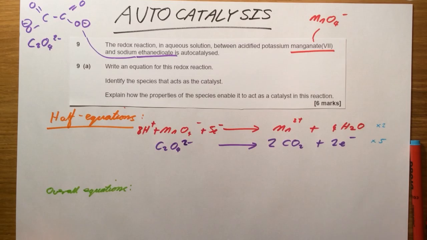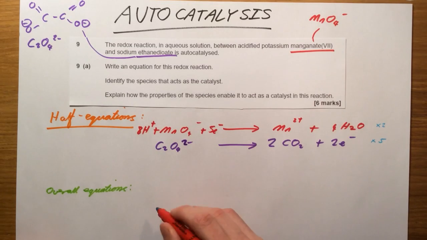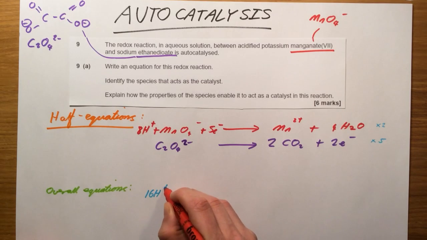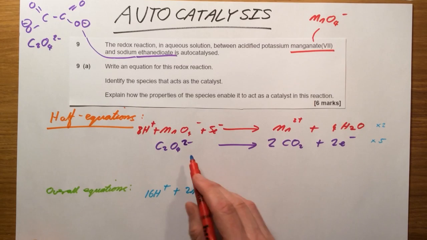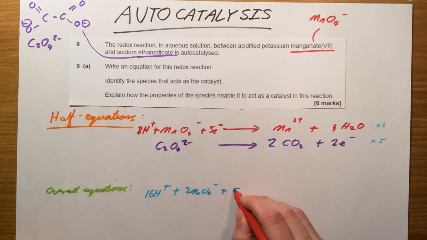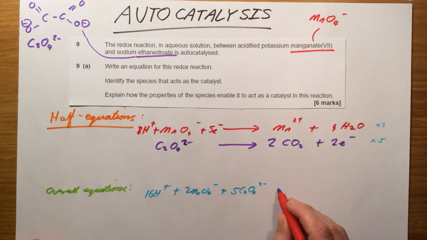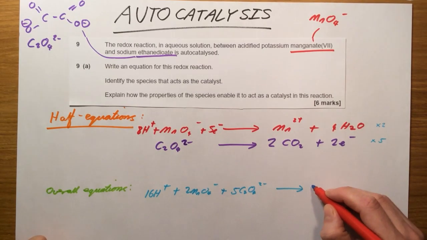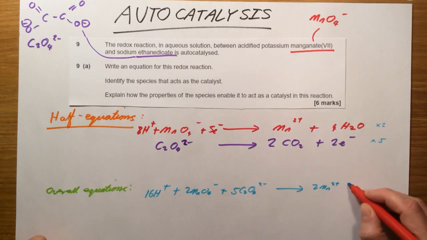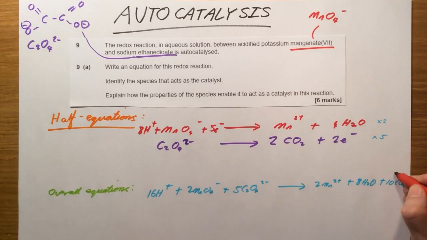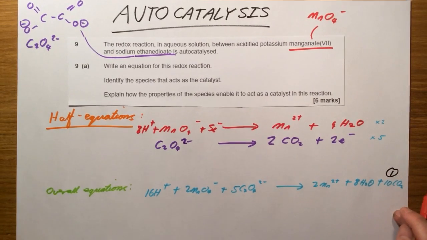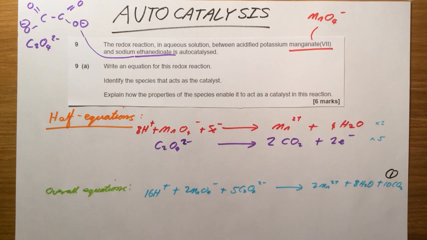Okay, so if we were going to do this one, we would have this times 2, so we're going to have 16H+, 2 MnO4-. The electrons will cancel. We are going to have 5 C2O4 2-, and we are going to be forming 2 Mn2+ plus 8 H2O and 10 CO2. So this is our first mark here. So I'm going to put a 1 just above there to show that's our first mark in this question out of 6.